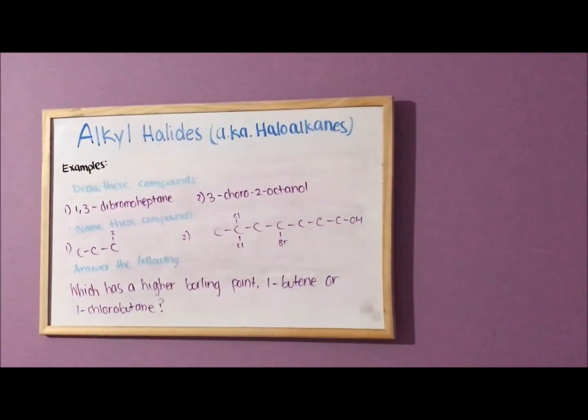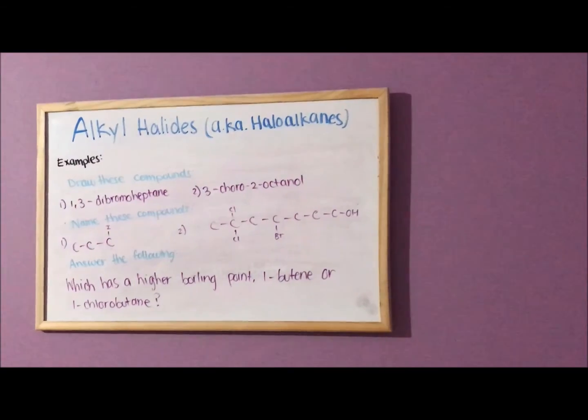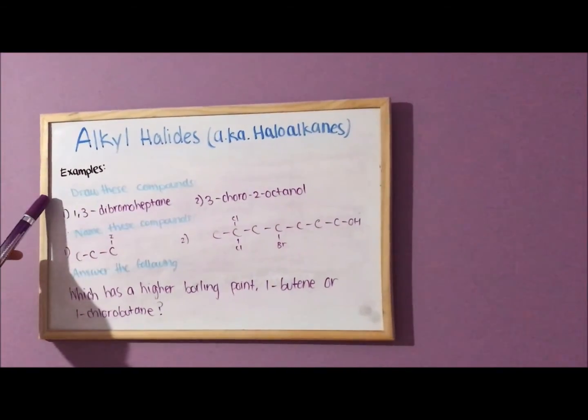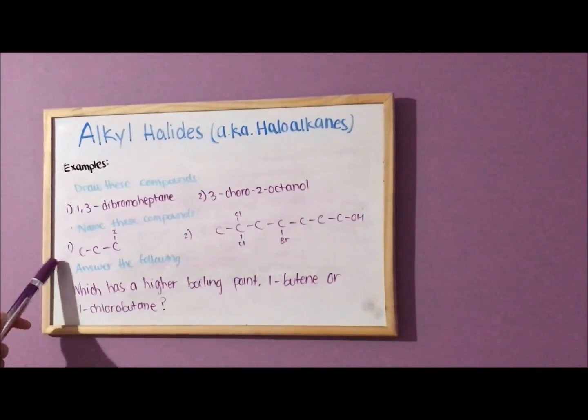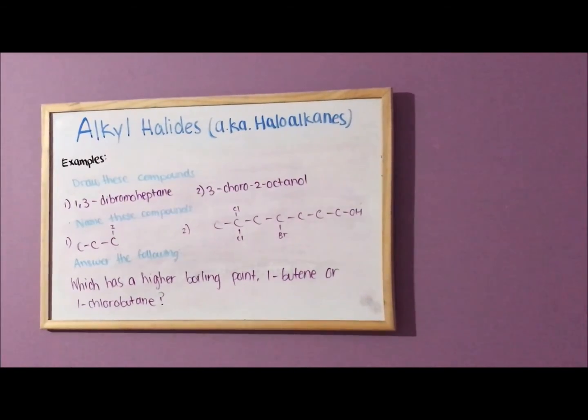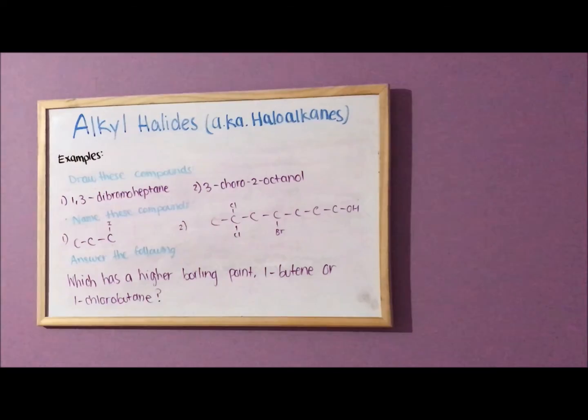So now that we have come to the end of our lesson, I would like you guys to try some examples. First, you could draw these 2 compounds, then name these 2 compounds using the IUPAC rules, and lastly answer this question which says: which has a higher boiling point, 1-butene or 1-chlorobutane?